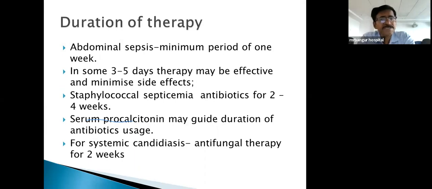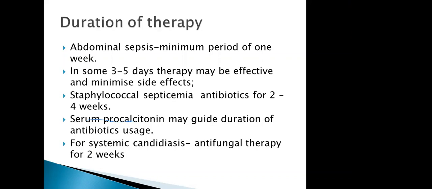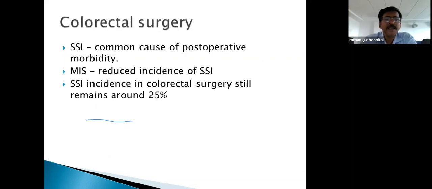What should be the duration of therapy in abdominal sepsis? Minimum period of 1 week. In some, 3 to 5 days therapy may be effective and minimize side effects. In staphylococcal septicemia, antibiotics need to continue for about 2 to 4 weeks. Procalcitonin may be a guide for duration of antibiotic therapy. For systemic candidiasis, you start antifungal treatment. It should be continued for about 2 weeks.